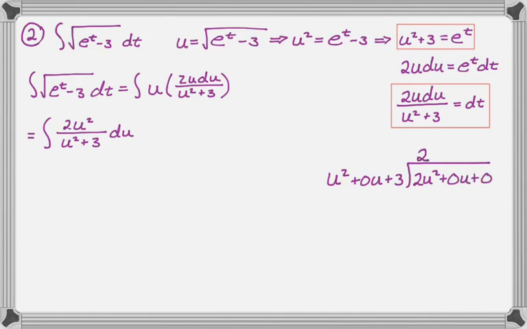So if I multiply by 2, I get 2u squared, and then plus 6. And then if I simplify that, I just get negative 6. So it's going to be 2, and then minus 6 over u squared plus 3. So let's rewrite this. So it's the integral of 2 minus 6 over u squared plus 3 du. And we need to integrate this.